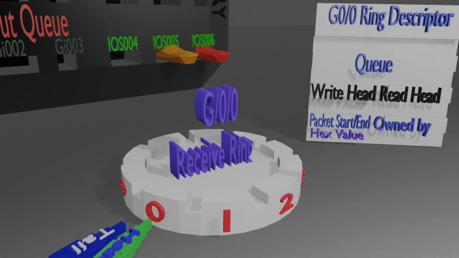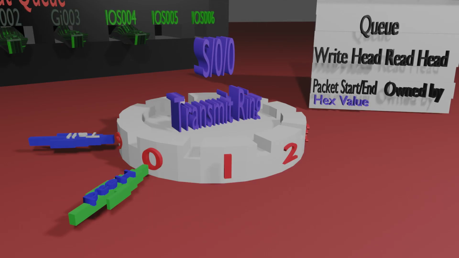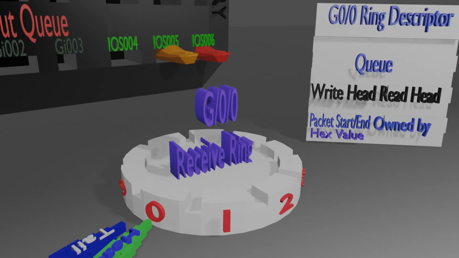In summary, receive and transmit rings are also called hardware queues because they are owned by hardware controllers. Both process packets in a circular manner. Both use a first in, first out queuing method to process packets. They also have a ring descriptor.